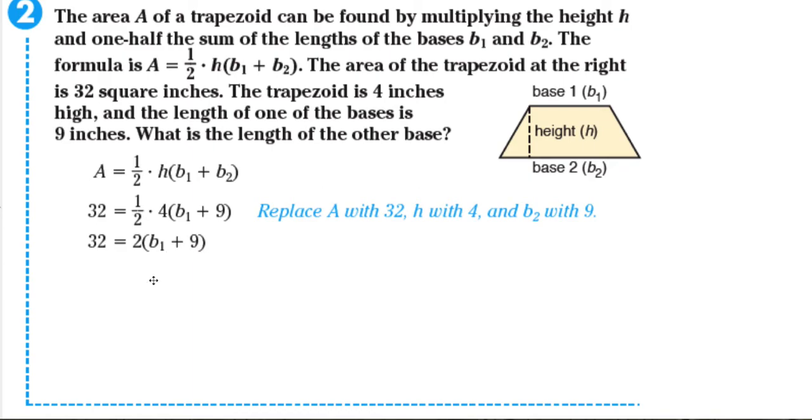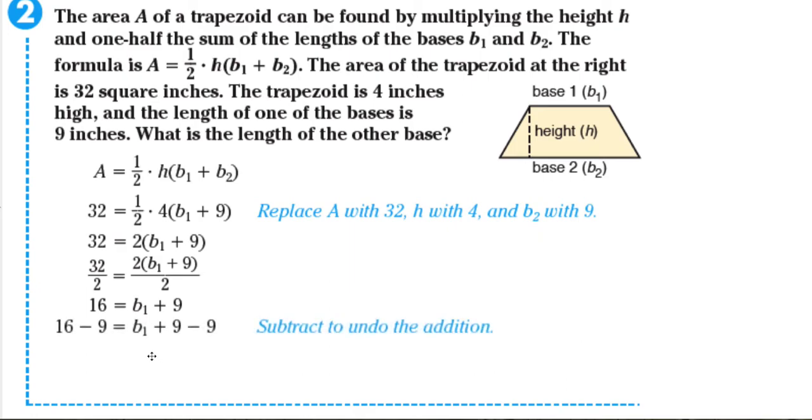And then we want to solve for b sub 1, so we need to undo the 2. And remember, 2 times the quantity b sub 1 plus 9 is a multiplication operation. So to be able to undo multiplication, we need to divide both sides by 2. Divide both sides by 2, you end up with 16 equals b sub 1 plus 9. And then we simply solve for b sub 1 by subtracting 9 from both sides to undo the positive 9. So to undo the addition, we subtract 9, and then we end up with b sub 1 equals 7.